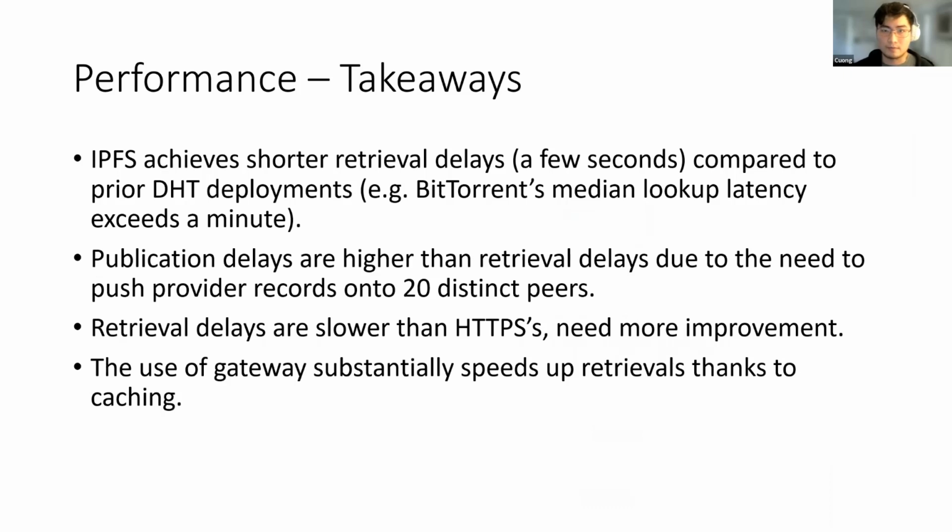The takeaway from this performance evaluation is that IPFS achieves shorter retrieval delays, only a few seconds, as compared to prior DHT deployments, like in BitTorrent, where the median lookup latency exceeds a minute. Publication delays are higher than retrieval delays due to the need to push the provider records onto the 20 distinct peers. And the retrieval delays are still slower than HTTP, which is something the authors felt would need more improvement. Also, the use of the gateway substantially speeds up the retrieval thanks to caching.